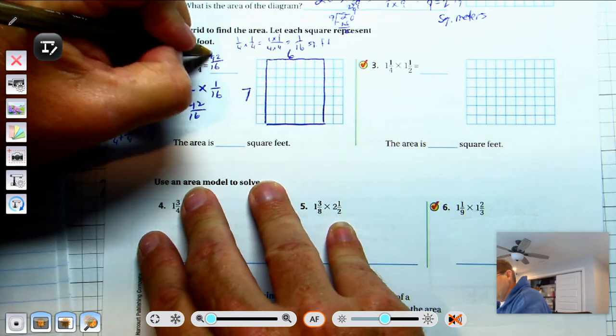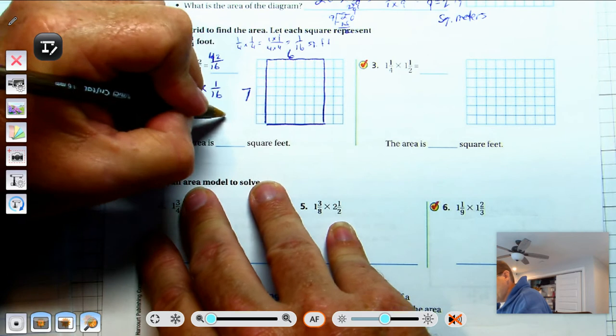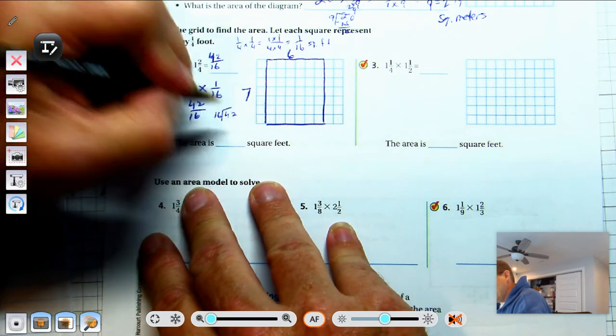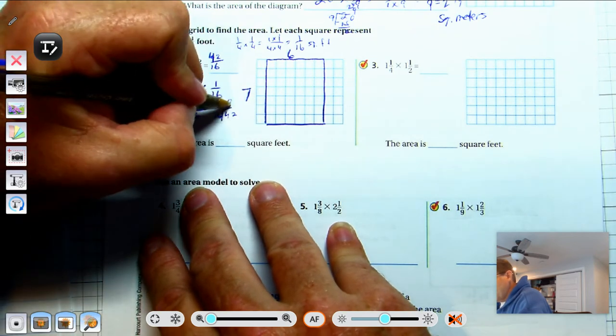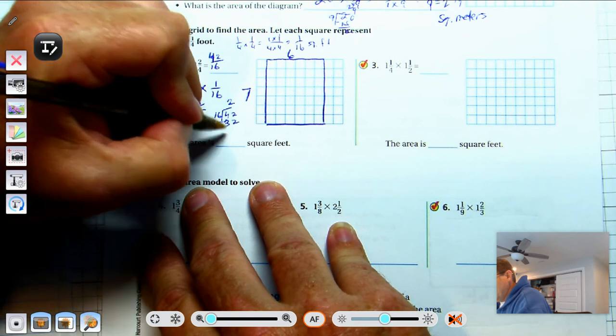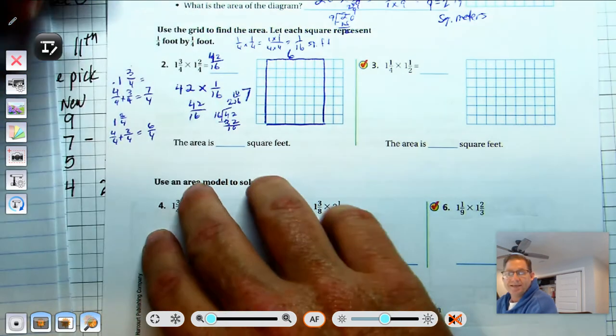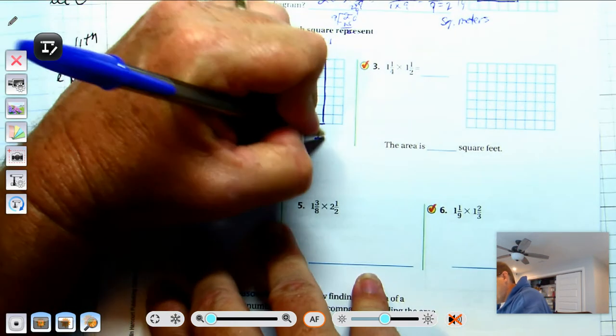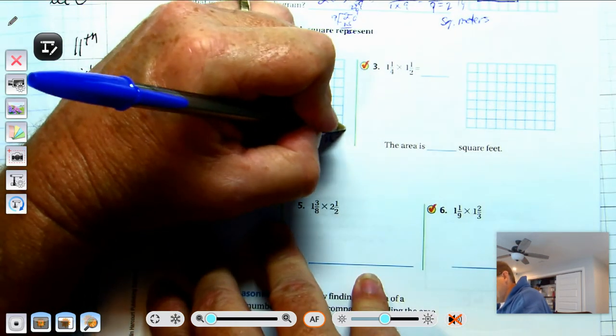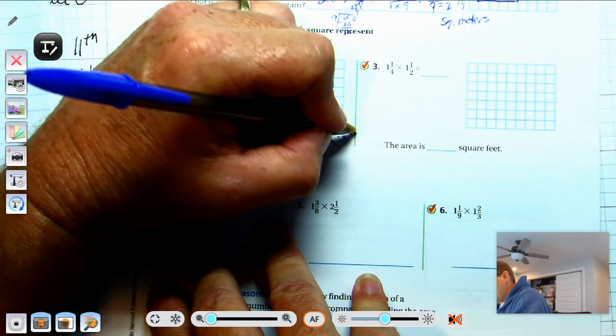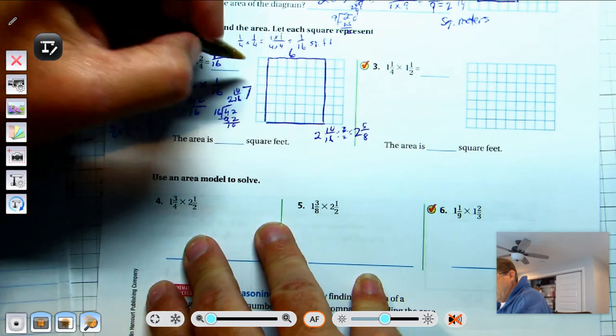which we can reduce by dividing 42 by 16. I can take 2 from 42 with a remainder of 10. So 2 and 10/16, and we can reduce 10/16 by dividing by 2, and we'd wind up with 2 and 5/8.